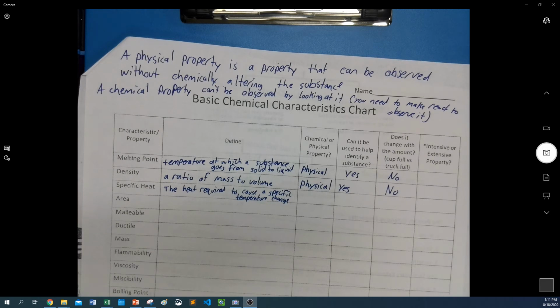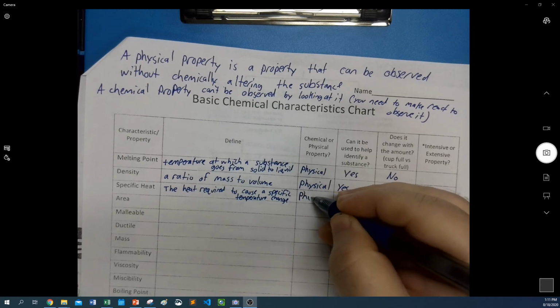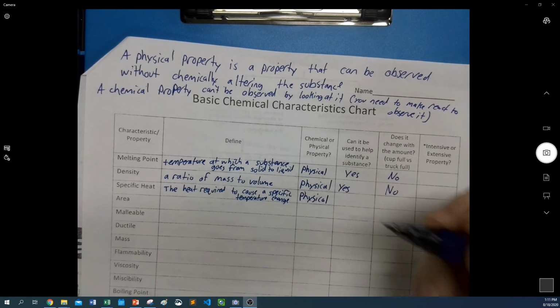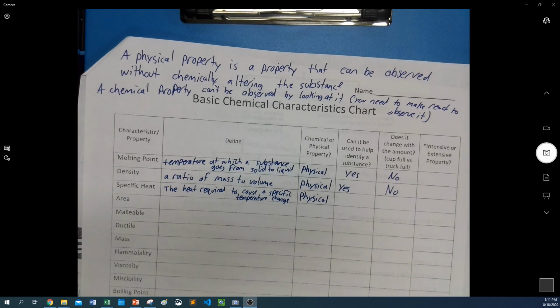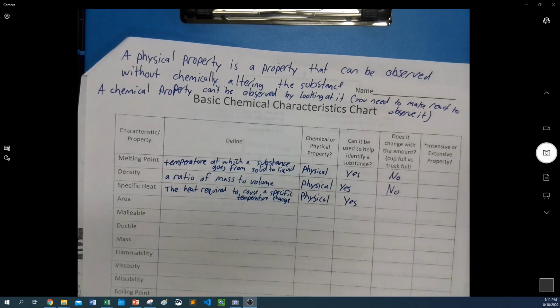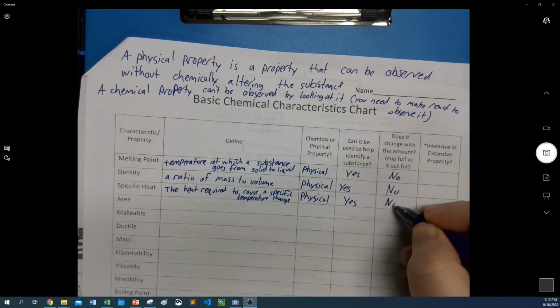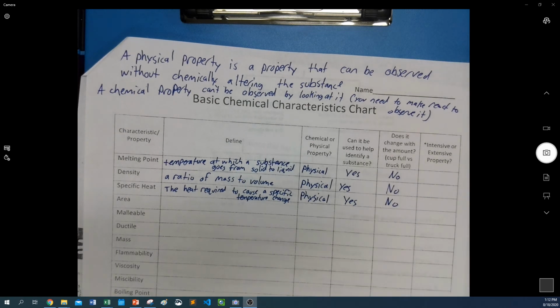You can also measure specific heat without requiring to change the property of water. You can just see how much energy you're putting in the water versus something else. So that would be physical. You can use this to also tell the difference between different objects or chemicals. So this can help you identify it. And it also doesn't change with the amount of chemical you have.